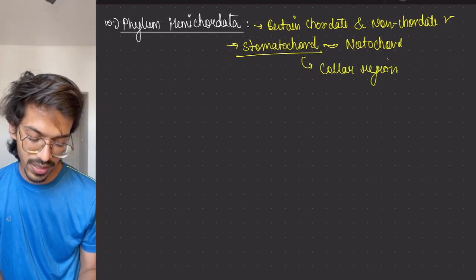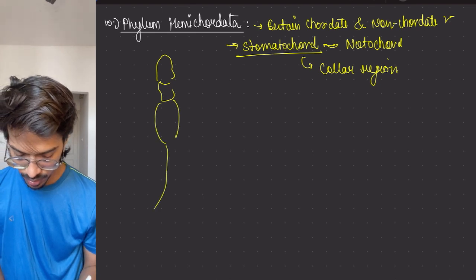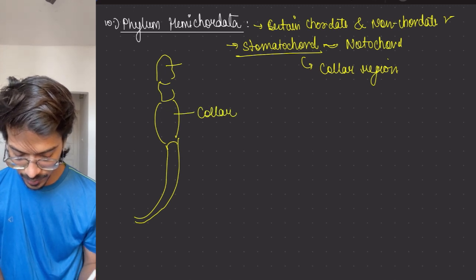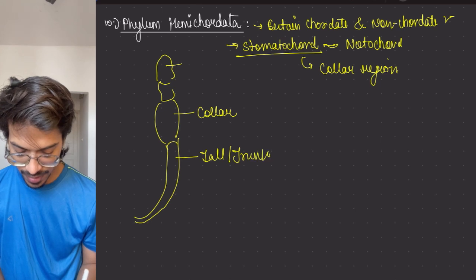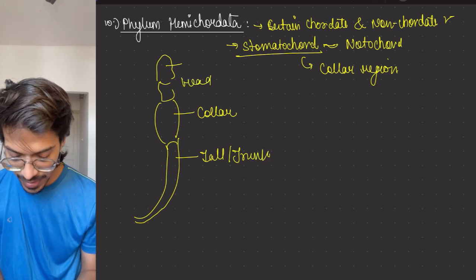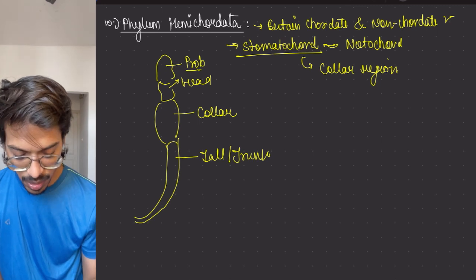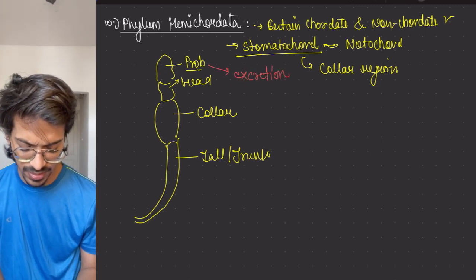Basically, their body is divided into 3 parts, like this rough diagram I'm making. This area is what? The collar area. This area is what? The tail area or trunk area. And this is the head area. The head area, this uppermost part is what? It is proboscis gland. What does this proboscis gland do? It helps in excretion. Just remember these facts.